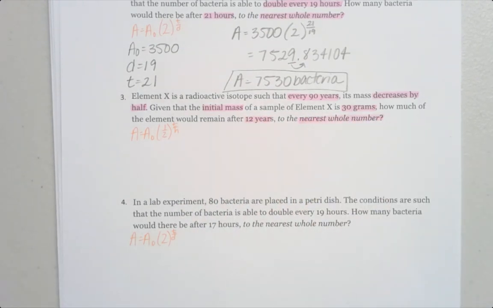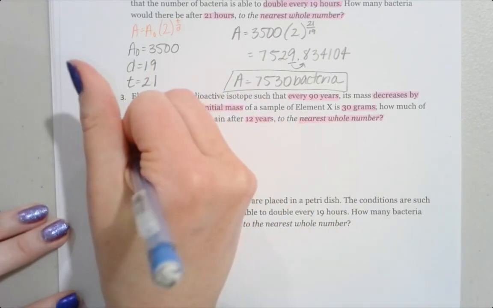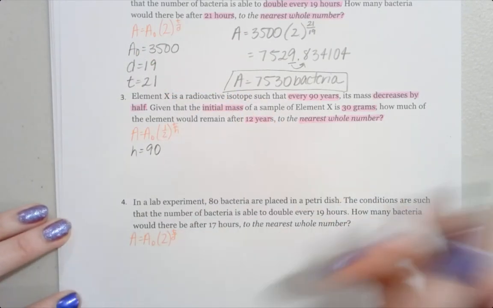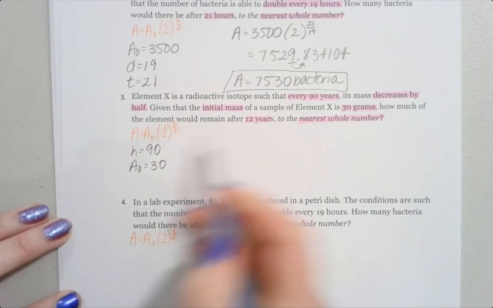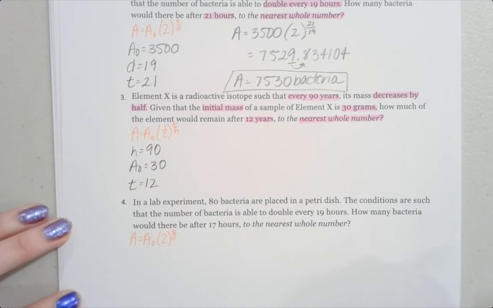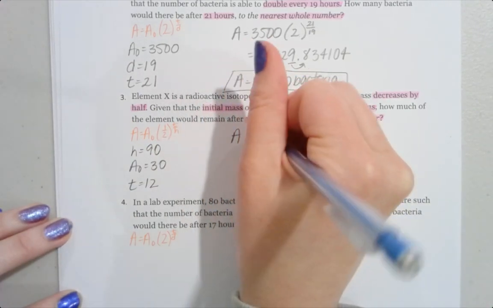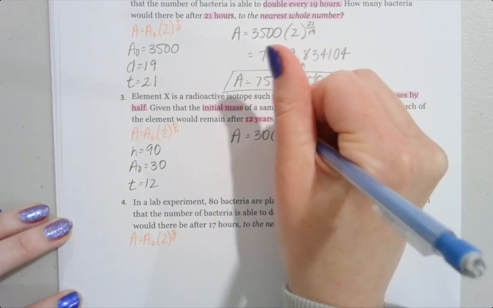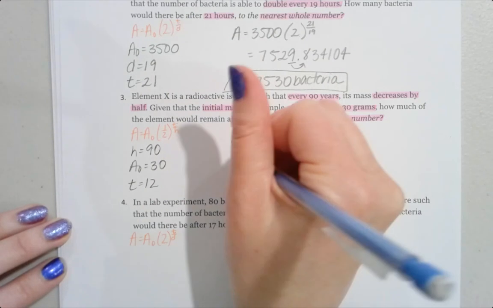All right, let's write down what we have then. Every 90 years we decrease by half, so that is our half-life. The initial mass is 30 grams, so that's our A sub 0. We're going to leave it there for 12 years, so that's the time that I want to know. And we're going to round to the nearest whole number, so let's go ahead and plug in. We've got 30 times 1/2 for half-life to the power of 12 over 90. Type that into your calculator.